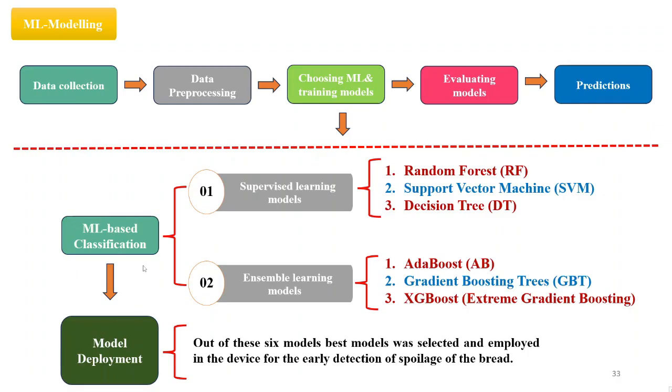In the ML based classification, we went for 2 types of models, supervised learning and ensemble learning models. In supervised learning, we have random forest, SVM and decision tree, and in ensemble learning models, we had AdaBoost, gradient boosted tree and XGBoost, extreme gradient boosted trees. Out of these 6 models, the best models were selected and employed in the device for early detection of spoilage of the bread.